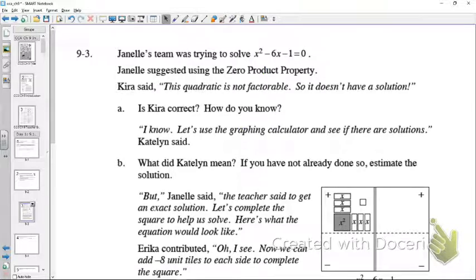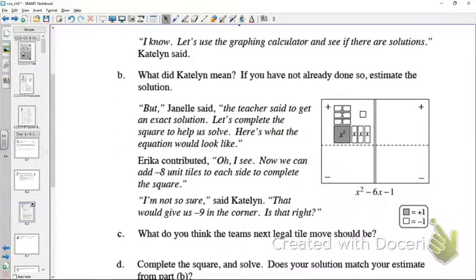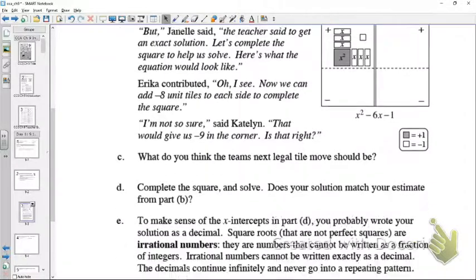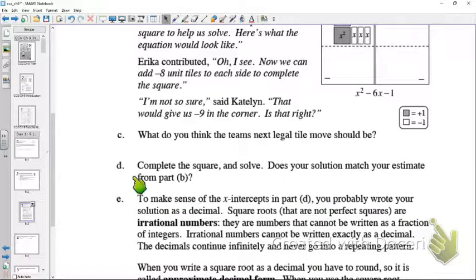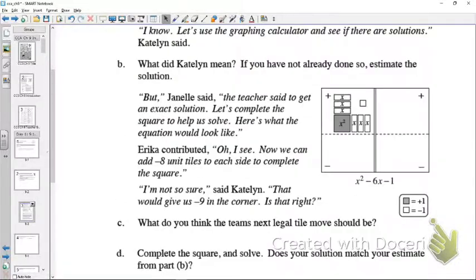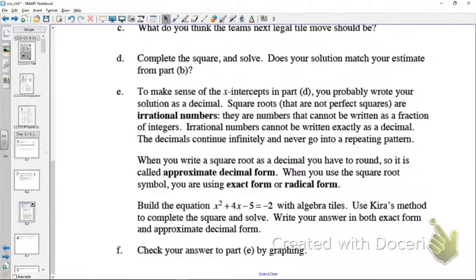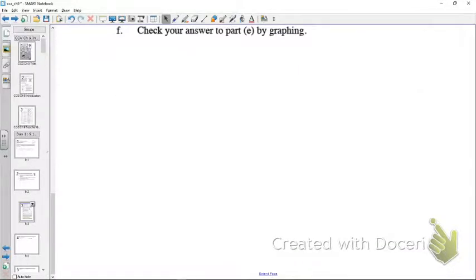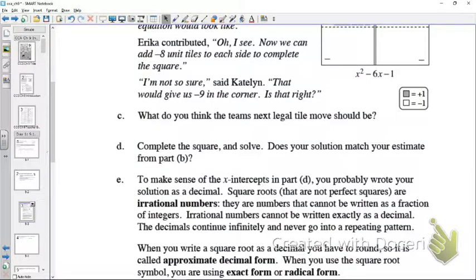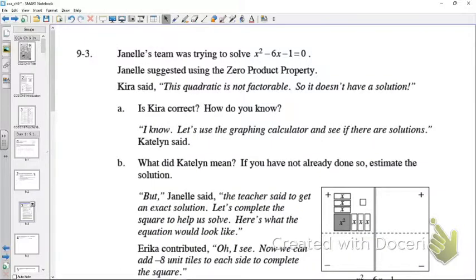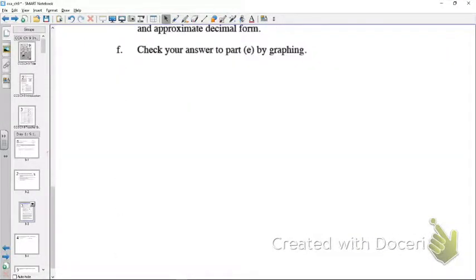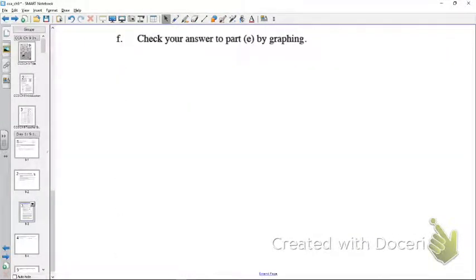So what we're going to do is bypass all this work, because we're not using algebra tiles, and we're going to do basically part D here. We're going to complete the square and solve for x. So let's go back to this problem, x squared minus 6x minus 9. Let me get some room here. Let me see the equation again. I want to make sure: x squared minus 6x minus 1. I almost got it wrong. Alright, here we go.